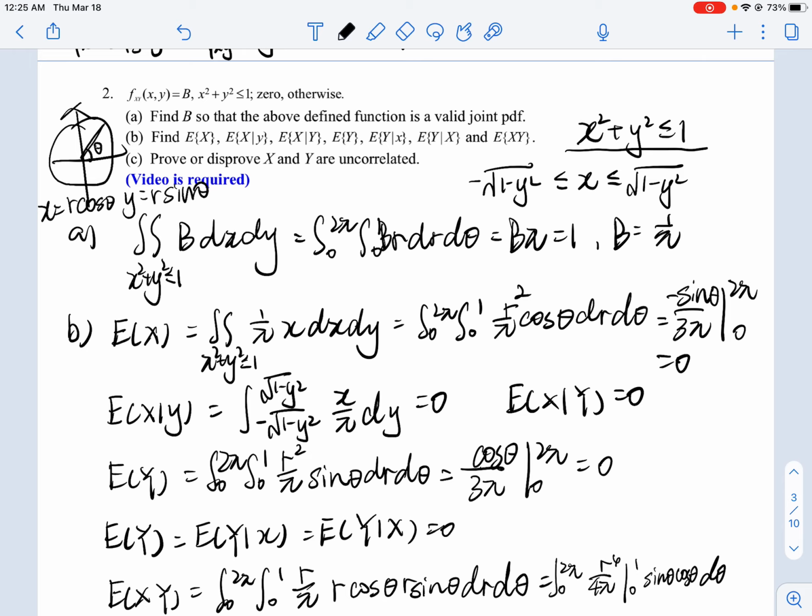So the differential of x and y is actually r multiply the differential of r and theta. And the range for r is 0 to 1 because the circle is smaller than 1, and theta is from 0 to 2 pi because it is a circle. So after the integration, the result is b pi, and the value should be 1, so we can easily get the value of b is 1 over pi.